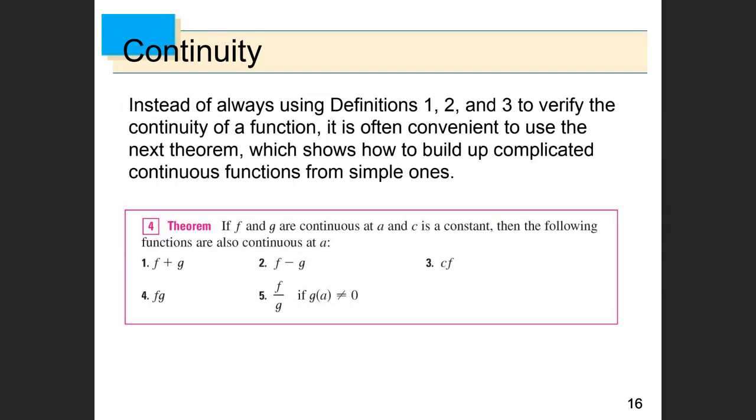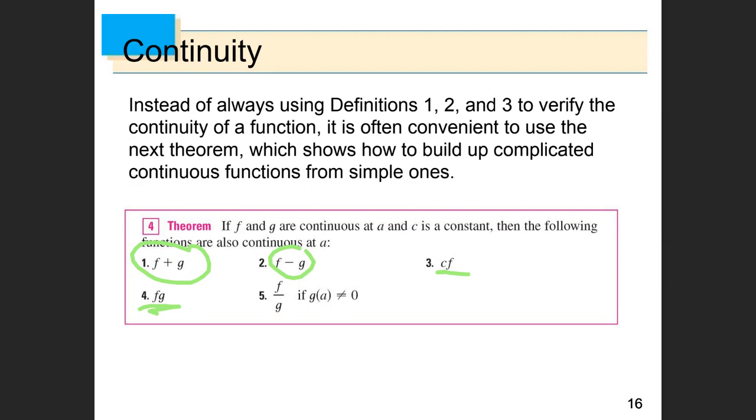Okay, now let's look at theorem 4. F and G are continuous at a. So I start by telling you that the functions F and G are continuous at a. So we know already that they're continuous. And I tell you that c is just a constant. The sum of two continuous functions gives you a continuous output. The difference of two continuous functions gives you a continuous output. If you take a constant times a continuous function, it's continuous. The product of two continuous functions is continuous.